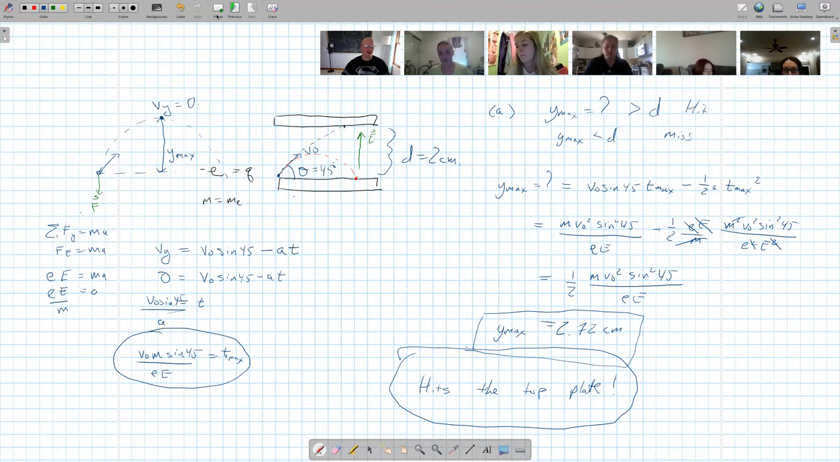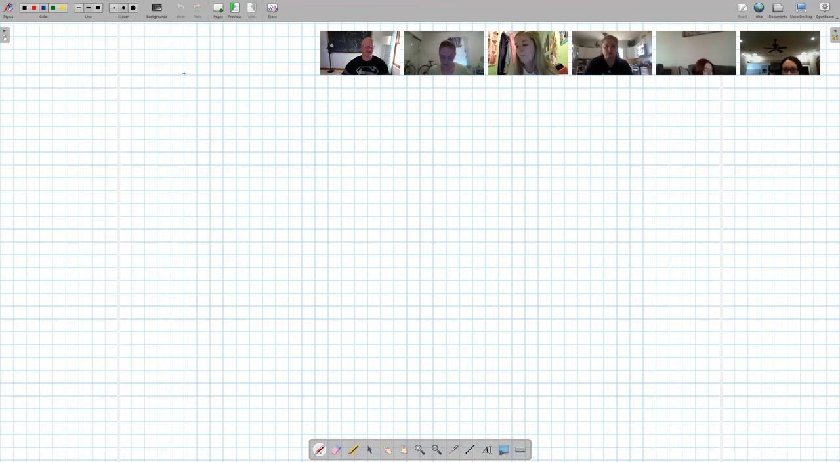Now part B wants to know, okay, where does it hit? So let's redraw our picture. The thing we know is here's our top plate. Here is our electron moving in this direction, V initial, at 45 degrees. So now this thing is going to go in parabolic motion, but then hit. Now what we want to know is, what is this distance here? What is X? Where does this thing hit the top plate?